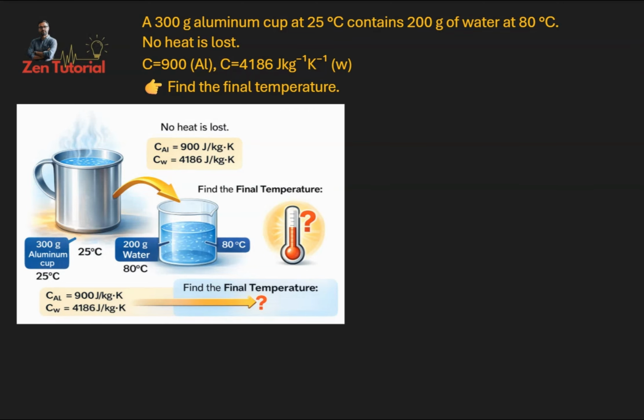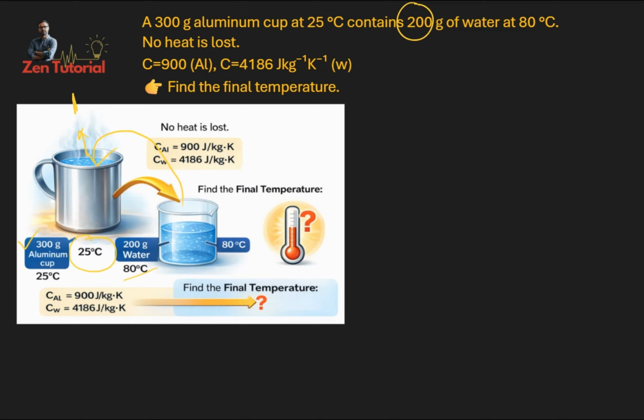In this problem, the mass of the aluminium vessel is 300 grams, and the temperature of the vessel before pouring the water is 25 degrees Celsius. Now the hot water, the temperature of the water is 80 degrees Celsius, and the mass of the water is 200 grams. Now this water is poured into the aluminum container. Now there will be a mixed temperature, or the final temperature.